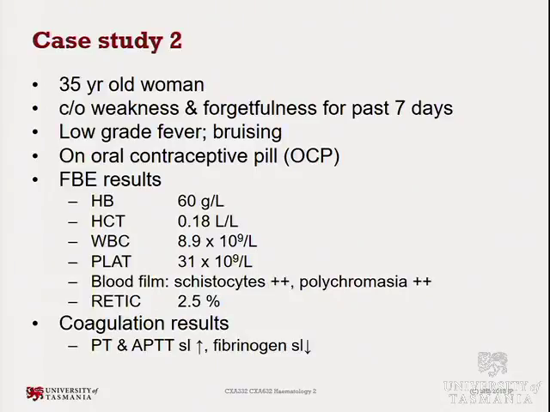So if we come back and have a look at our lady, she's got her bruising, she's on the contraceptive pill, she's got schistocytes and polychromasia, but she's got fairly normal coagulation results. So her age really precludes hemolytic uremic syndrome. She's not pregnant, so that precludes the HELLP syndrome. She's got fairly normal coagulation results, so that precludes disseminated intravascular coagulation.